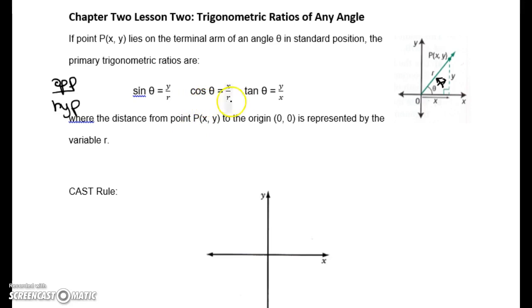Same thing happens with cosine and tan. Cosine is equal to x over r, and tan is equal to y over x. If you're ever having trouble, if you want a neat saying like SOHCAHTOA, you can use Sarcoxertics. So you have sine is equal to your y value divided by r. Then you have coxer, which is cosine, is equal to your x value divided by r. And then you have tix, which is tan is equal to y divided by x. So similar to SOHCAHTOA, we have Sarcoxertics.